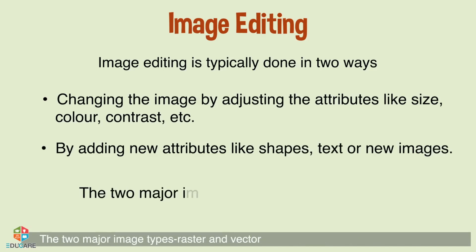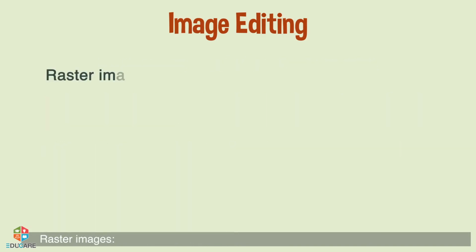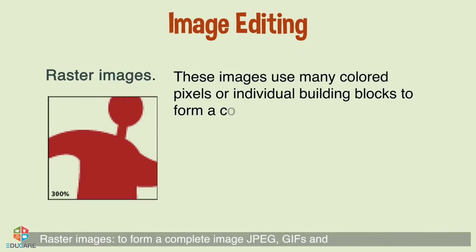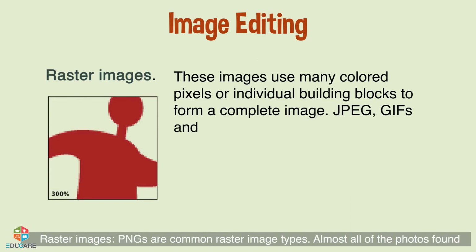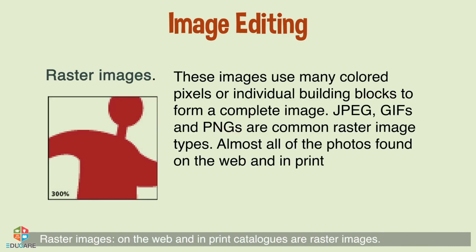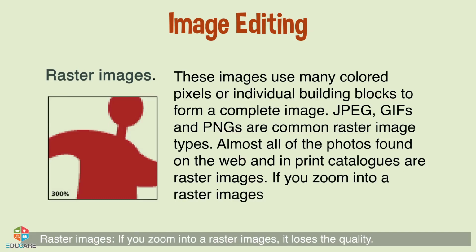The two major image types, raster and vector. Raster images. These images use many colored pixels or individual building blocks to form a complete image. JPEGs, GIFs, and PNGs are common raster image types. Almost all of the photos found on the web and in print catalogs are raster images. If you zoom into a raster image, it loses the quality.